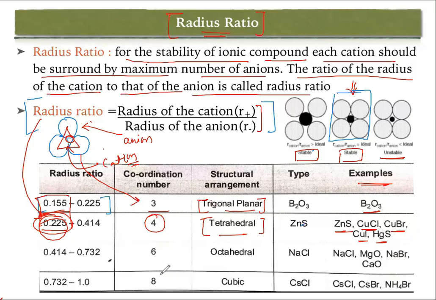Okay. Next, coordination number 6, and the radius ratio is 0.414 to 0.732. In between this, in the exam, take the lowest value. And the structure is octahedral, and examples are NaCl, MgO, and CaO. Next, coordination number is 8, and the radius ratio is in between 0.732 to 1. And in the exam, you take this value 0.732. Okay. The structural arrangement is cubic. Examples are CsCl, CsBr, ammonium bromide.